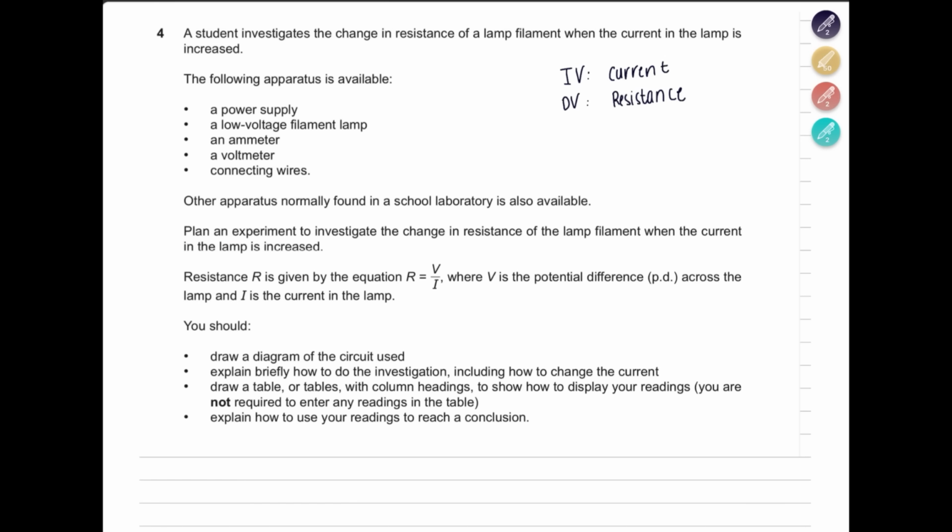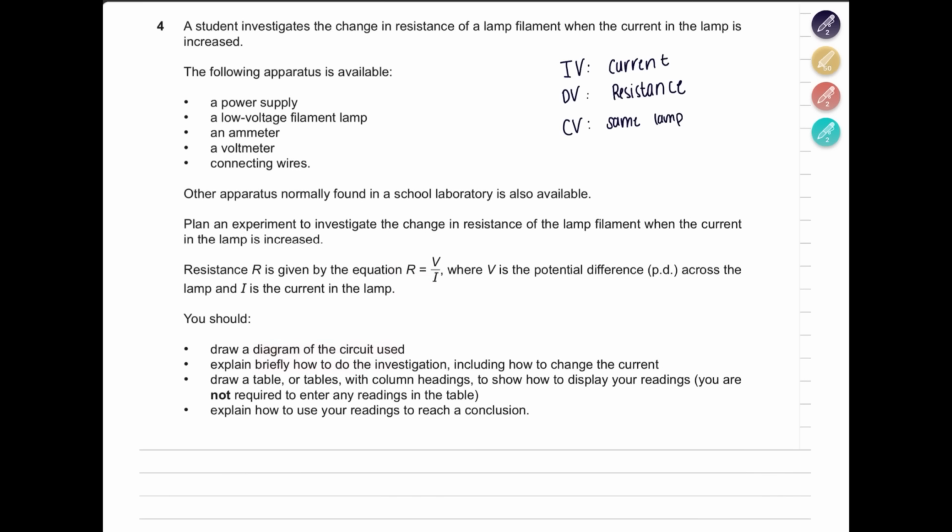What happens to the resistance? Now, in the marking scheme, they did not mention control variables, but if you do want to write, you can say one example would be use the same filament lamp. Resistance is given by the equation R equals V over I. So in this question, we are measuring the voltage and current to find the resistance of the lamp.